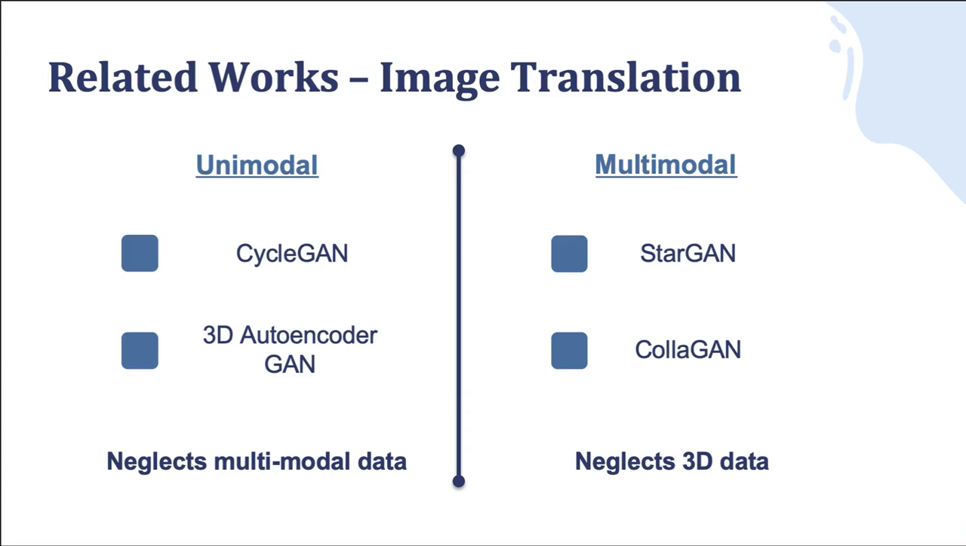As for related works for image translation, there are 2 types of image translation methods currently being used, unimodal and multimodal image translation methods. CycleGAN and 3D autoencoder GAN are unimodal methods that translate one source modality to a target modality and vice versa. However, these methods neglect multimodal data. Multimodal methods such as StarGAN and ColorGAN are able to carry out end-to-end image translation. However, they neglect the 3D data and only use 2D slice data for image translation.